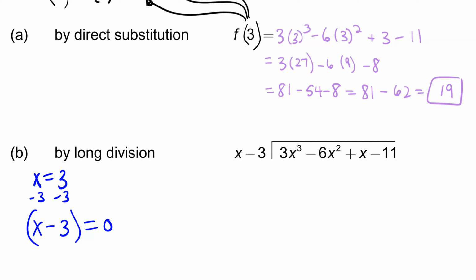If it's not a perfect factor, if it's not an x-intercept, I'll get a remainder, and the remainder will be whatever the y value is. So for part b, what should the remainder be? 19. We should get a remainder of 19 because that is the y value when x equals 3. So I'm explaining why we're dividing by x minus 3.